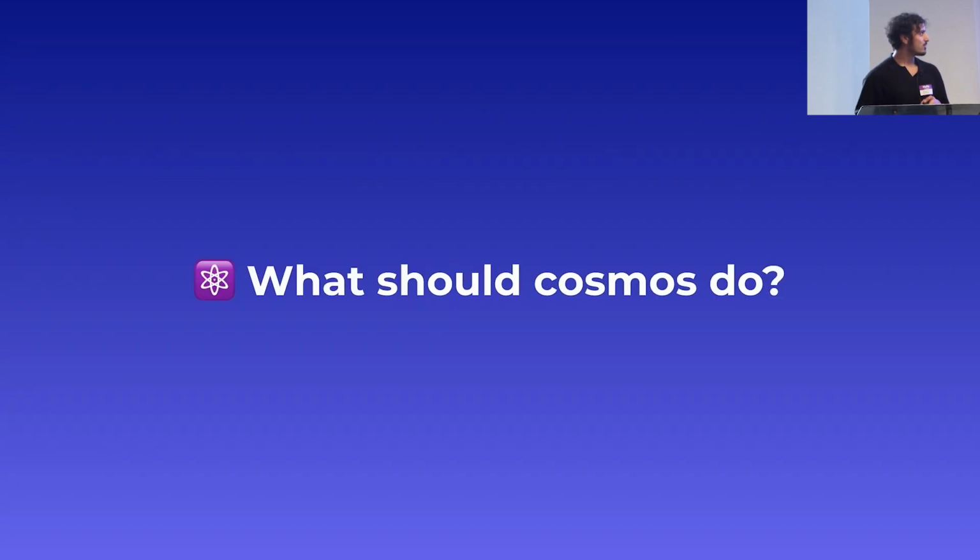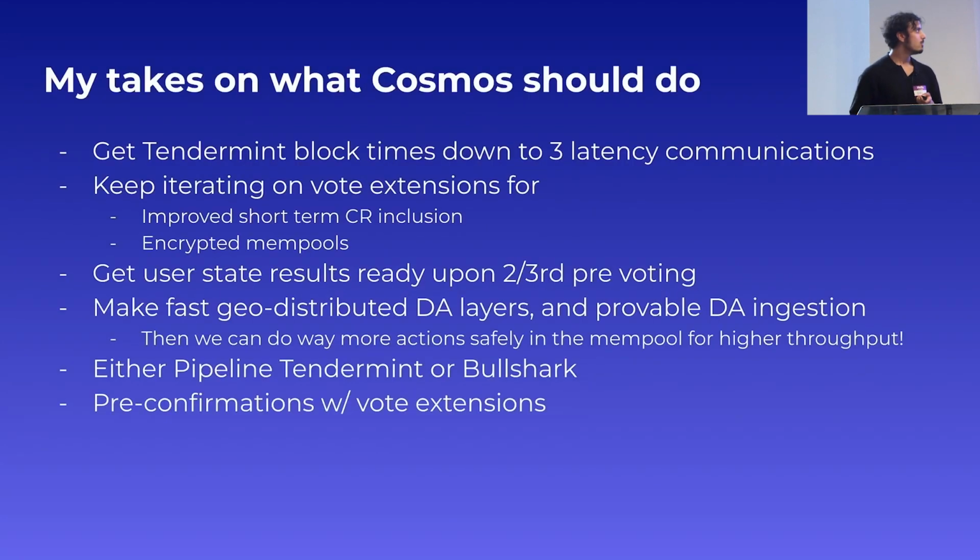So, the outro of this: what I think Cosmos should do. Well, first I think we should engineer Tendermint. Let's get some more collective effort on high load testing and improving software bugs and adding some features to get us to the theoretical minimum of 3 internet latencies for Tendermint block times. Then just keep on iterating on vote extensions for getting better short-term censorship-resistant inclusion, so we can use this for more things, and encrypted mempools. And then let's shave off one more internet round trip by using the pre-vote phase, not finalized blocks.